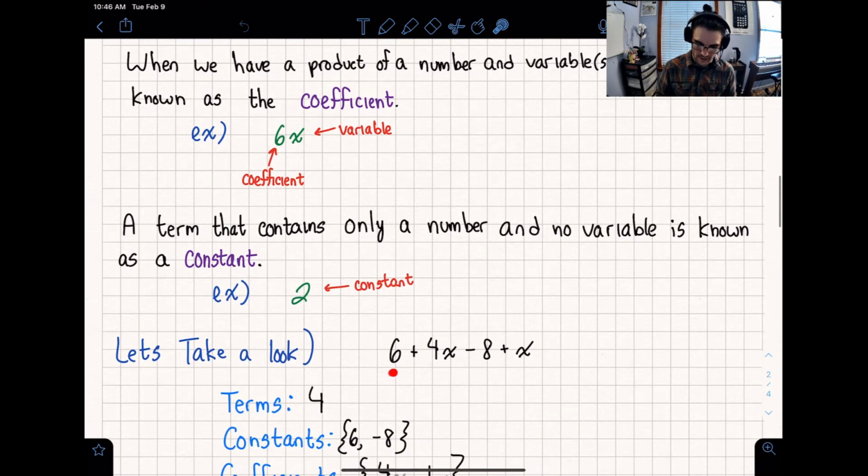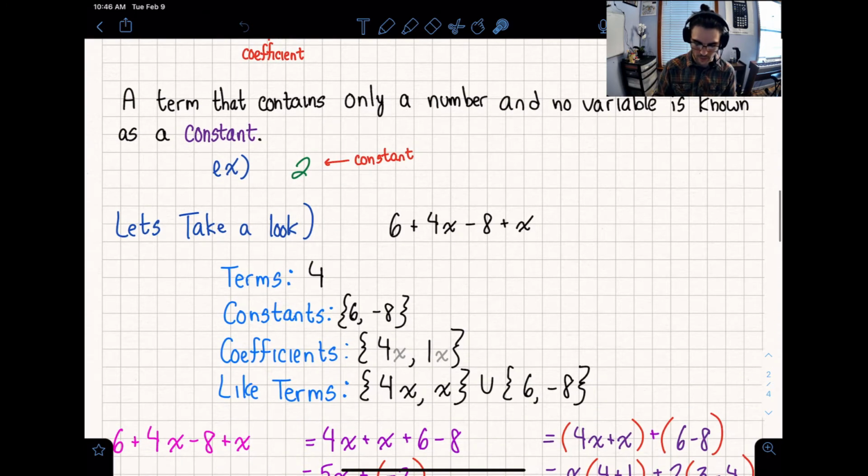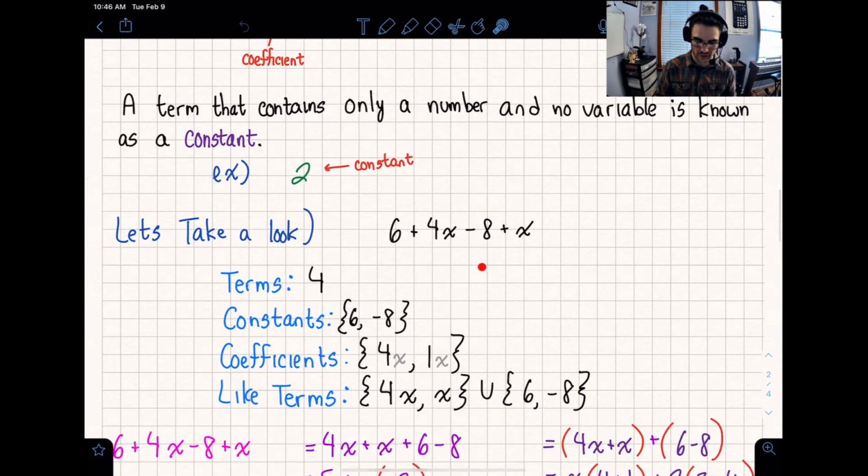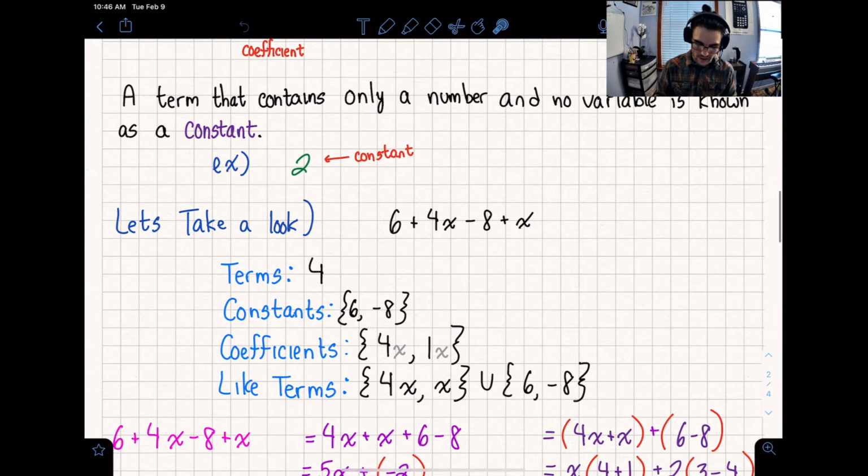All right, so here I have an example of an expression setup, and we're going to talk about this, and then we're going to get back to our distributing, but I want to make sure we understand our vocab words well. This expression has four terms: 6, 4x, -8, and x. Those are the four terms in this expression here. Our constants are 6 and -8. These are the two numbers not being multiplied by any variables, so these are our constants.